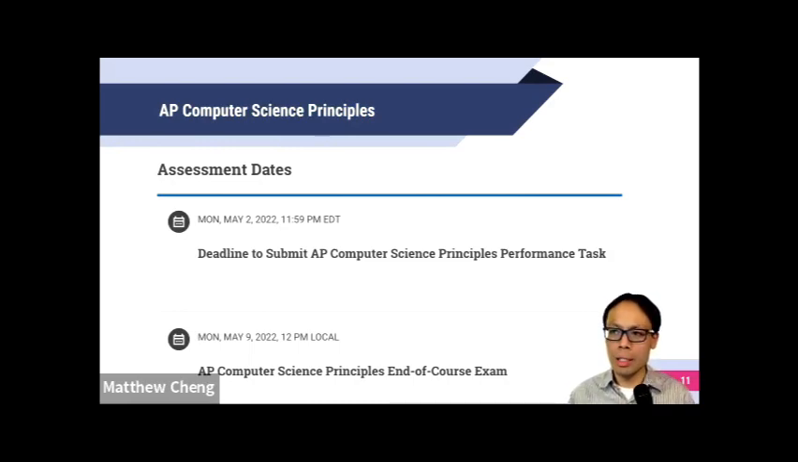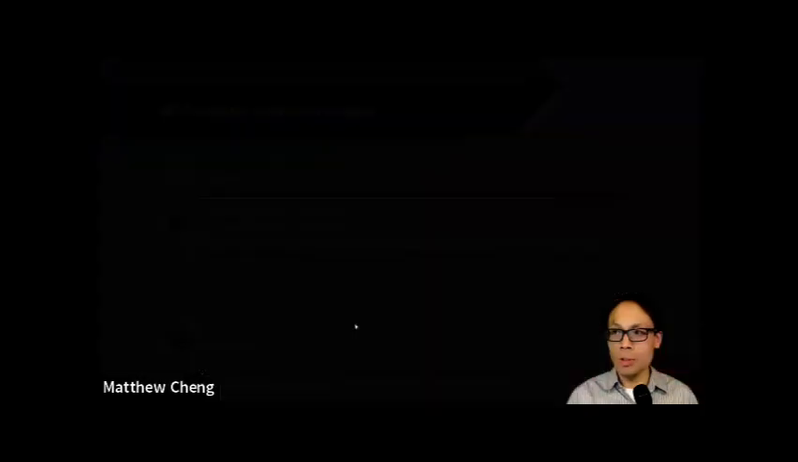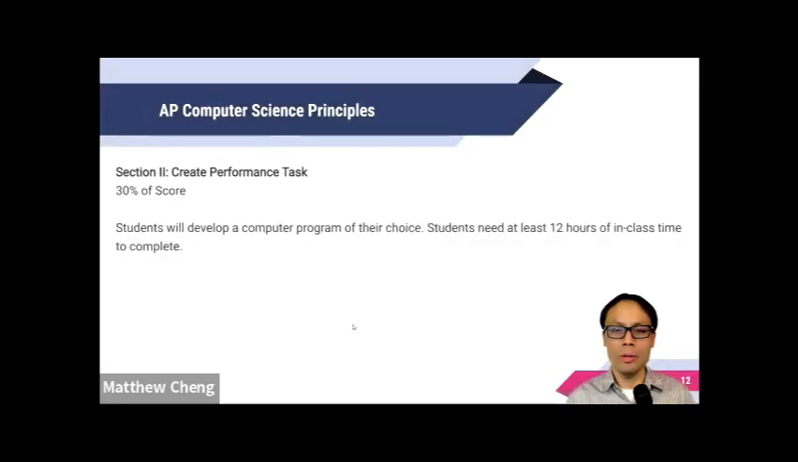So it's due May 2nd at 11:59 p.m. Eastern. The end of course exam, that multiple choice 2-hour 60 question exam, is also a single administration, on paper, no more digital, as it's been in the last 2 years. It's the week after, on Monday, May 9th at 12 p.m. local time. All right, so the performance task is 30% of your student's grade.